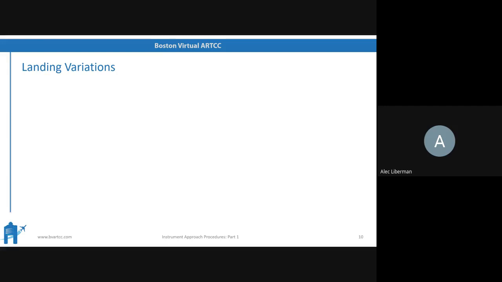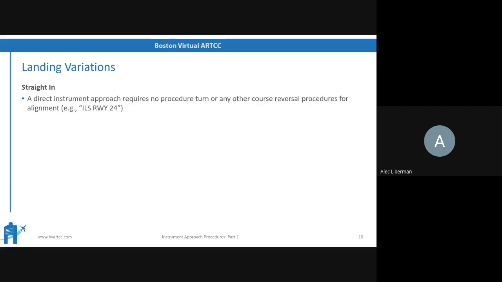Landing variations. Easiest one's a straight-in. It's a direct instrument approach that doesn't need any procedure turn or any course reversal procedures for the alignment, such as holds, which we hinted about last week. For example, ILS runway 24. Straight-in approach, you break out of the ILS, you land on runway 24, straight ahead, no funky stuff.